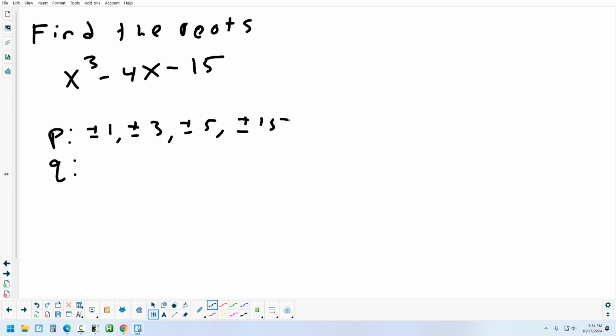Wouldn't it just be 1? Just plus or minus 1. Any questions on that? Okay, so now because q is just plus or minus 1, when we do p over q, q doesn't make a difference. So essentially my rational roots here are just the p values.